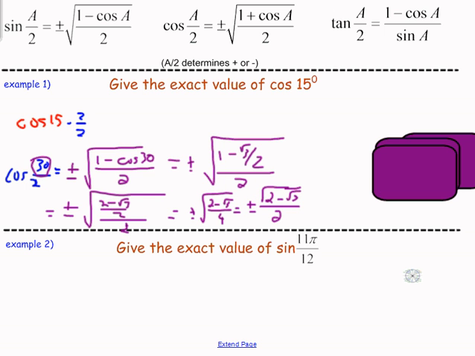Now, where the plus or minus comes from is that you're trying to use the All Students Take Calculus rule to determine whether or not this answer should be positive or negative. And to do that, we go back to this original part here. So cosine of 15 degrees, should that be positive or negative? And the answer is it should be positive because it's in quadrant 1, and cosine, along with every other function, is positive in quadrant 1. So that would be a positive answer. And that's it. That's how you use the half angle formula.